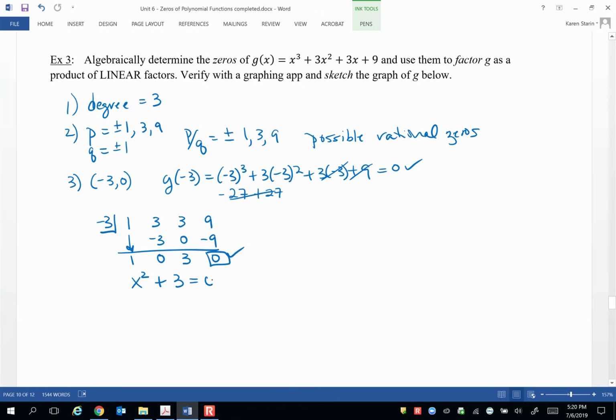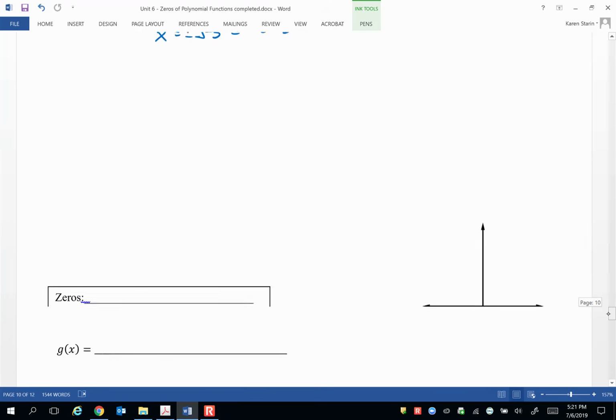I can set this equal to 0, and I can solve for x. So when I take the square root of both sides, I see I'm going to have x is equal to plus or minus the square root of -3, which we know is going to be plus or minus i root 3. So those are our two imaginary zeros. So I think we have everything because we have positive i root 3, negative i root 3, and we have -3. And those are the 3 zeros that we have.